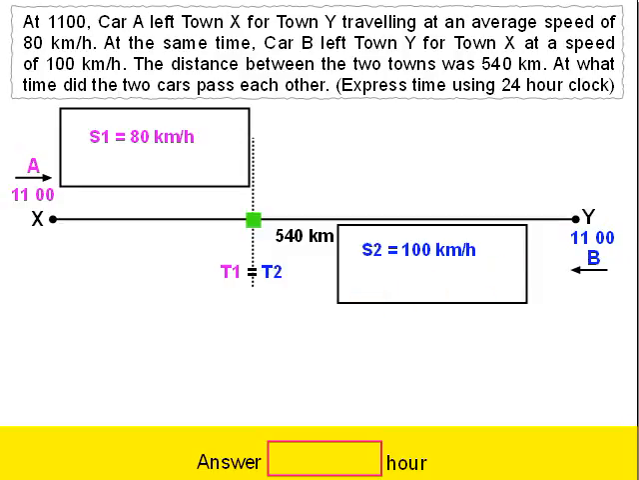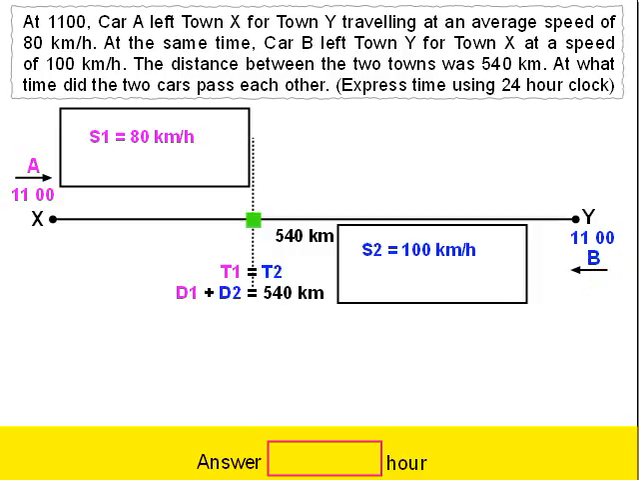Now, distance 1 and distance 2 add up to be 540 km. The distance traveled by car A plus the distance traveled by car B adds up to 540 km, because they left in opposite directions and they met at the same point. So the total distance covered by the two is equal to the entire journey of 540 km.